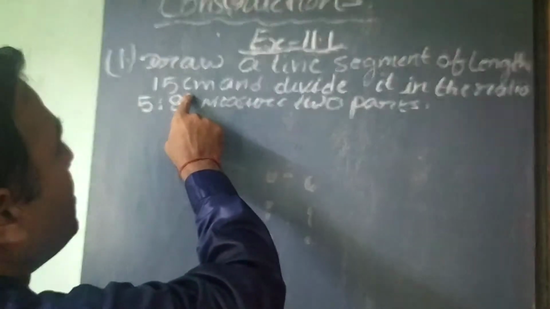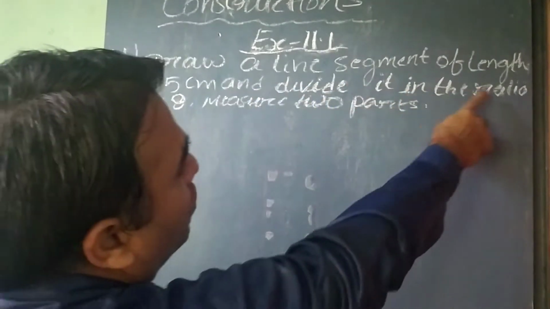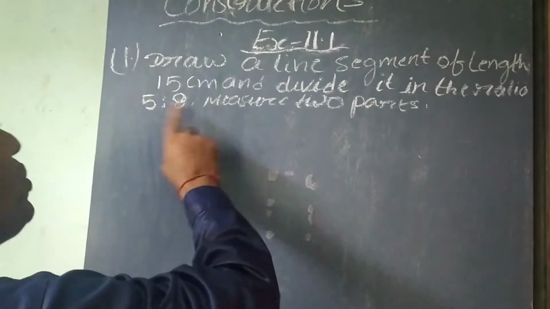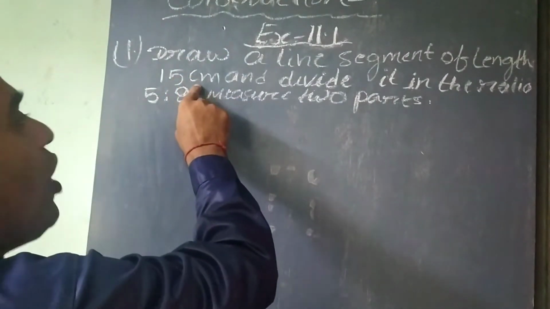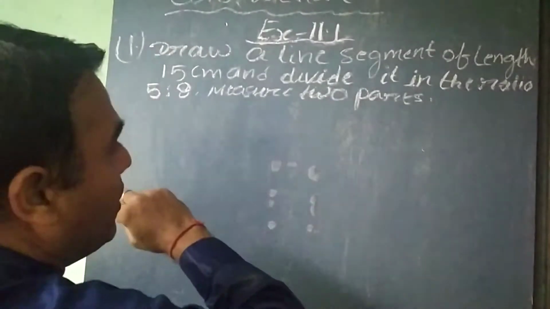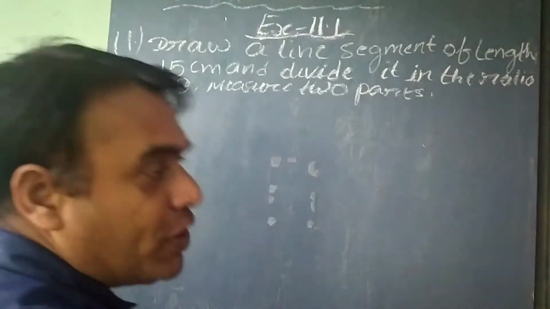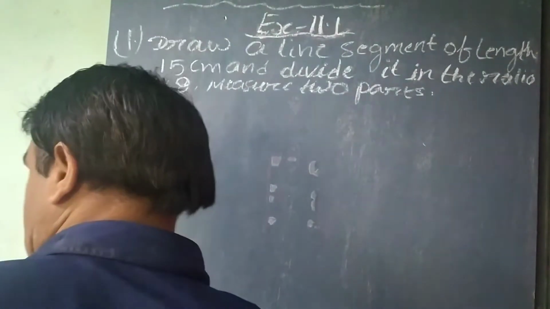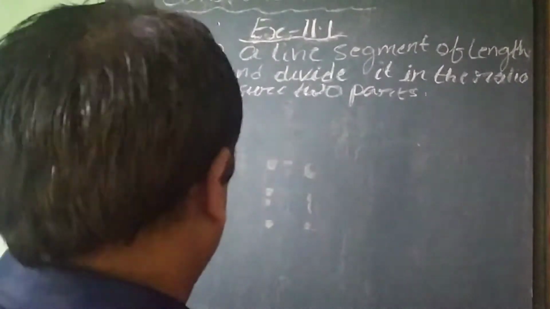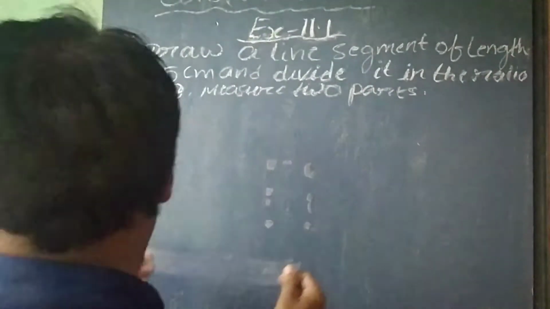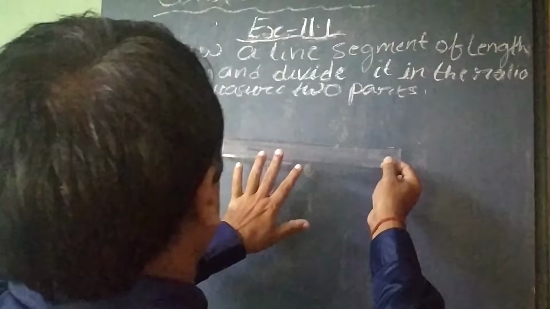So I have taken 15 centimeters, divided it in the ratio 5:8, and measured the two parts. I have taken the length of the line segment as 15 centimeters instead of the 7.6 centimeters given in the book. So on the basis of 15 centimeters, we are going to draw the line segment.